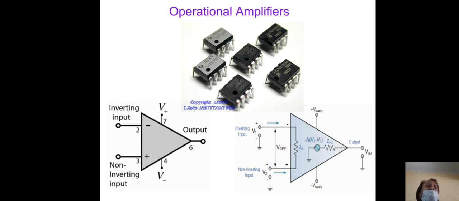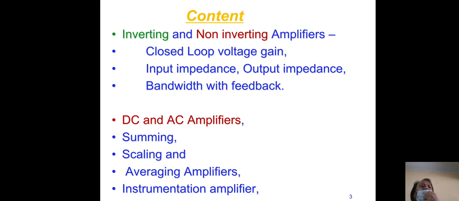On the output side of the equivalent circuit, the source A V difference and the output impedance Zout are connected in series to the output terminal V out, with the V positive supply and V negative supply. Inverting input V1 and non-inverting input V2: the difference between V1 and V2 is V difference, across the two input terminals of the operational amplifier. So you have to study this.